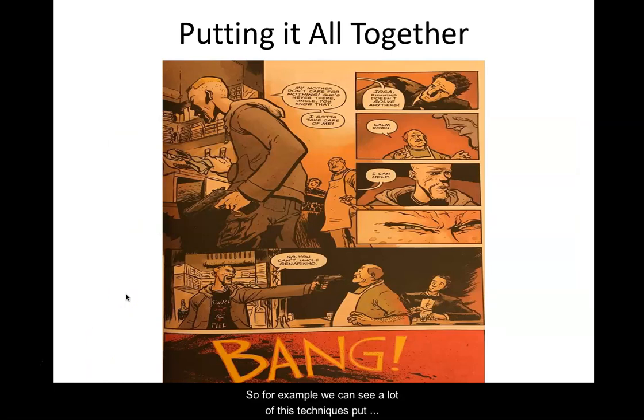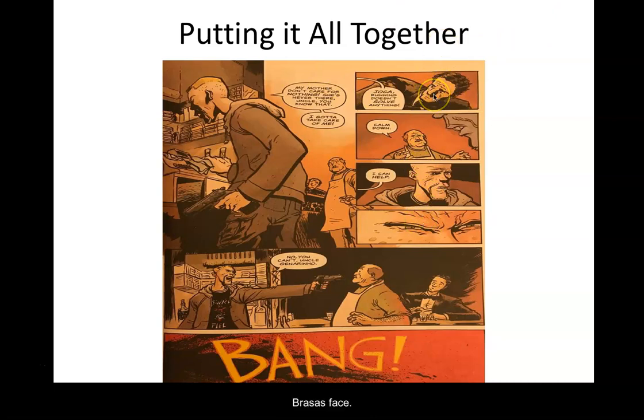So, for example, we can see a lot of these techniques put together on this page at the end of chapter 1. We have panels on the side, we have the word balloons, all right? Look at the 4 panels on the right-hand side. That's a perfect example of how the sequential nature of the gutters, the gutters in between each of the 4 panels on the side, helps you feel the building tension of the scene.